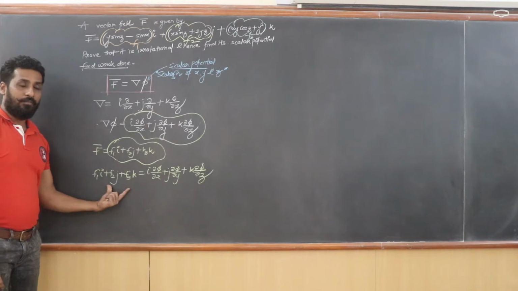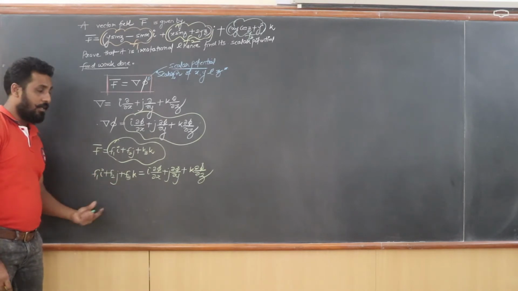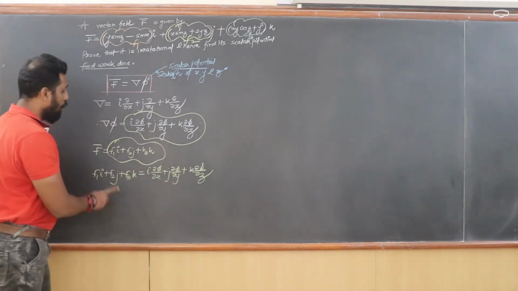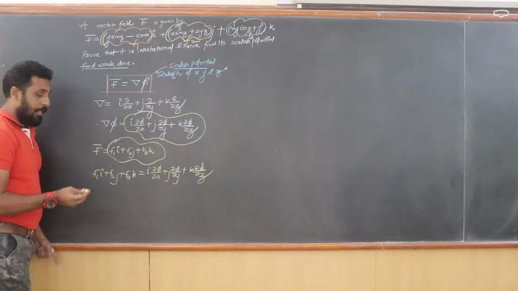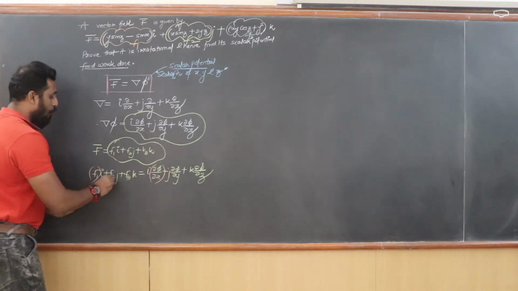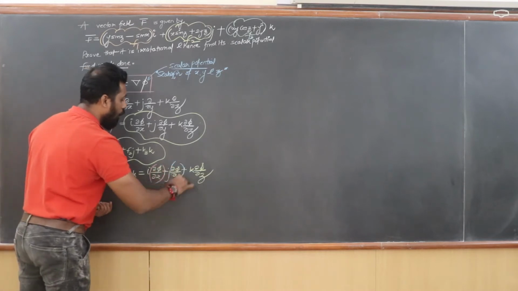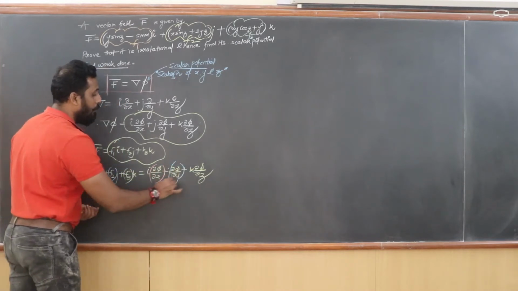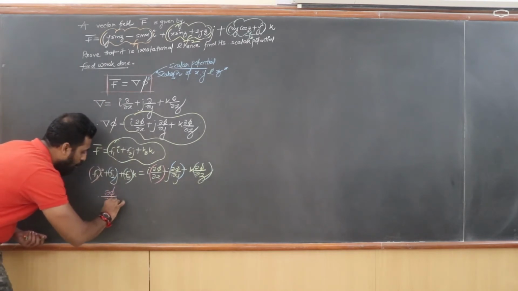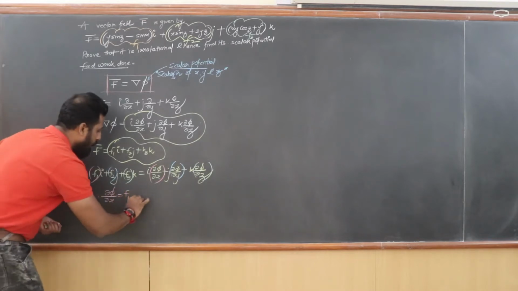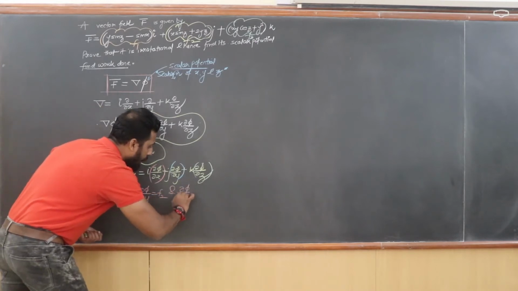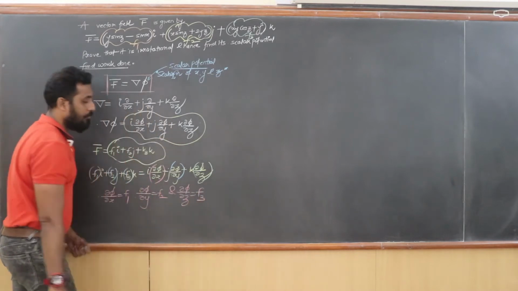The left hand side is a vector, F1 i plus F2 j plus F3 k. The right hand side is also a vector, i dou phi by dou x plus j dou phi by dou y plus k dou phi by dou z. So both sides are vectors. Then for sure you can say that the coefficients of i, j and k can definitely be equated with each other. So from here I can say dou phi by dou x is F1, dou phi by dou y is F2, and dou phi by dou z is F3.